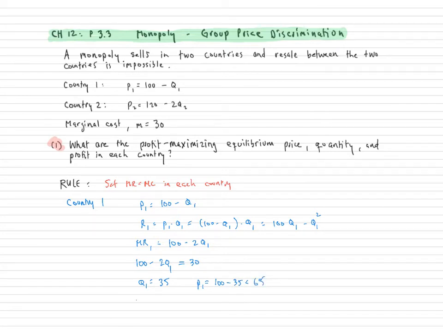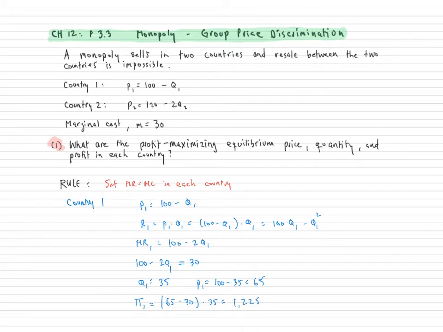And then we can calculate the profit just for fun here. So we have 65 minus the average cost. Of course, the marginal cost is constant here, so the average cost is 30, times 35. Which is just 35 times 35, 1,225. So here's our profit.